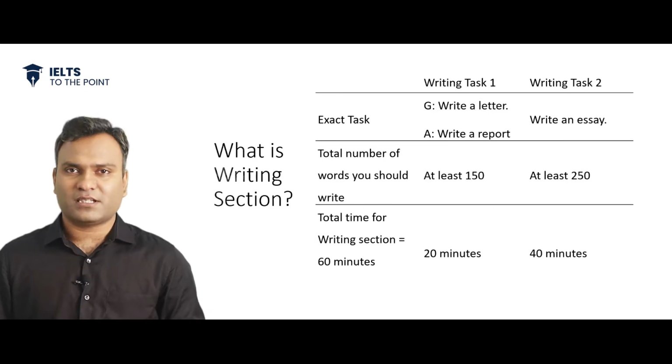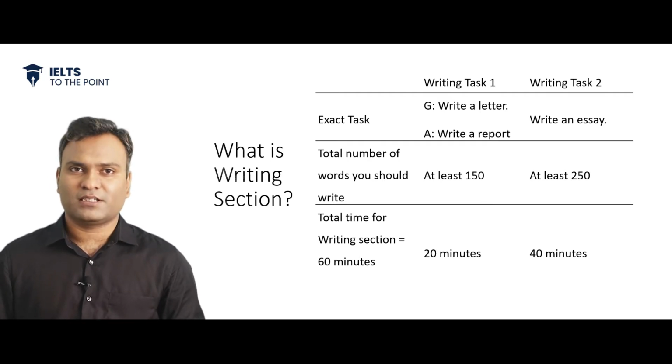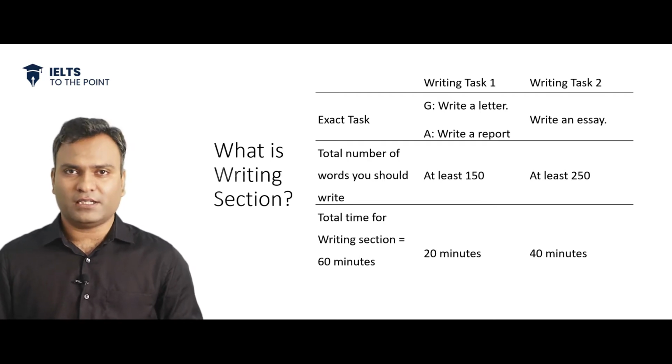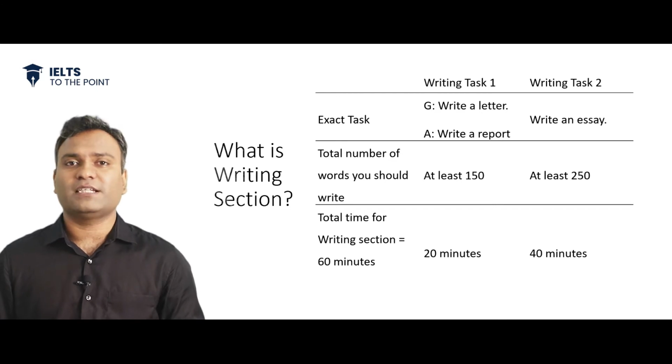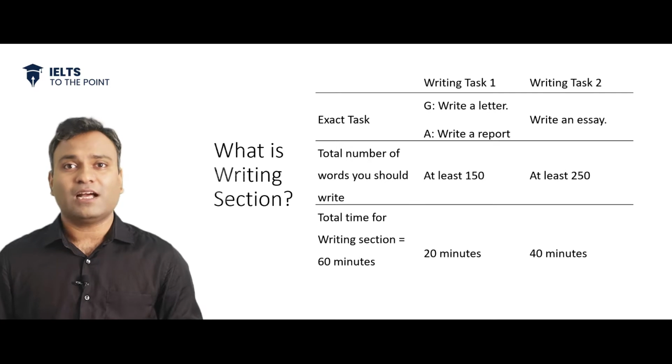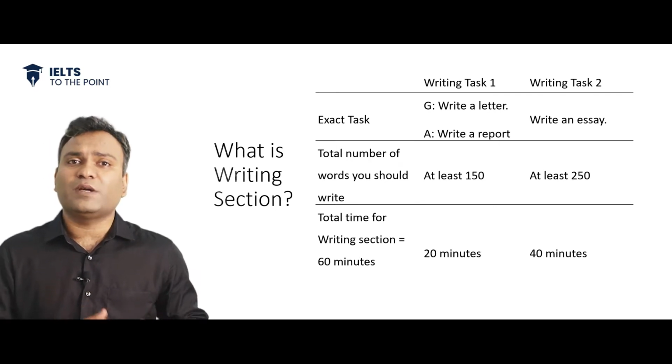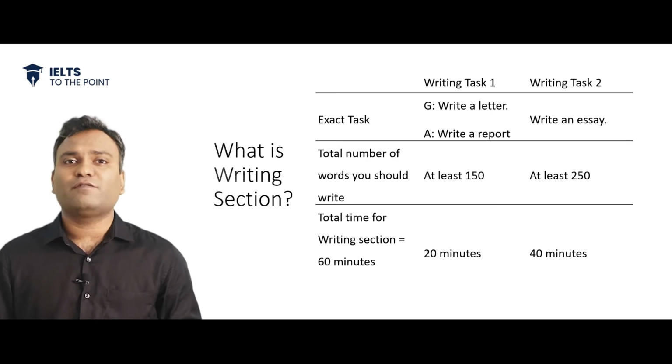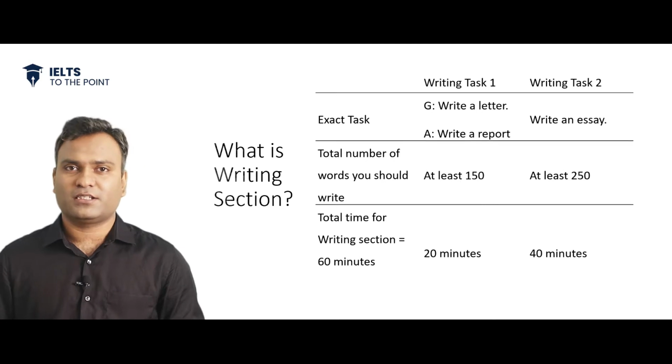As far as time is concerned, the total time for the writing section is 60 minutes. It is advised by IELTS that you spend 20 minutes on writing task 1 and about 40 minutes on writing task 2. Understand, it is not compulsory that you spend exactly 20 minutes on task 1 and 40 minutes on task 2. It is just a suggestion by IELTS.